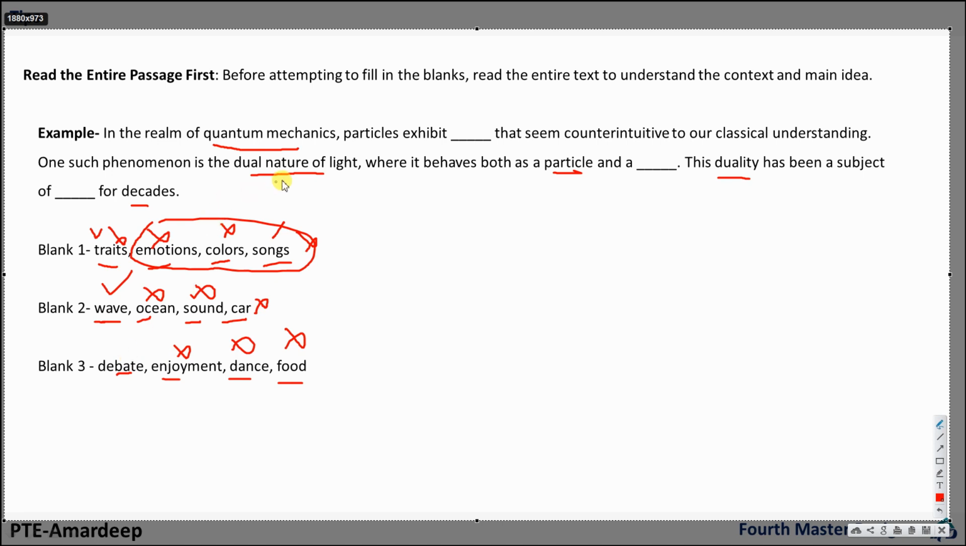Okay. So, duality of light. They are talking about light here. No relation at all. The moment you read quantum mechanics, you will expect technical words here. All other words are non-related. They are the odd one out. Awkward, odd words. You can easily eliminate them. In the exam, you will not get this simple. But still, I hope you have got the idea.